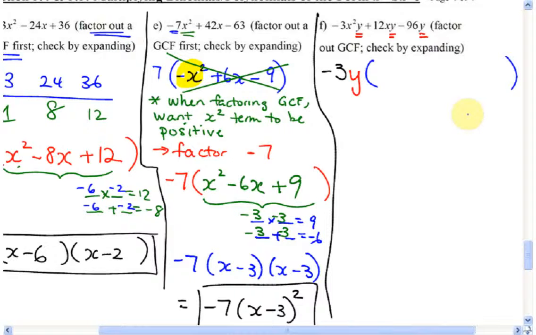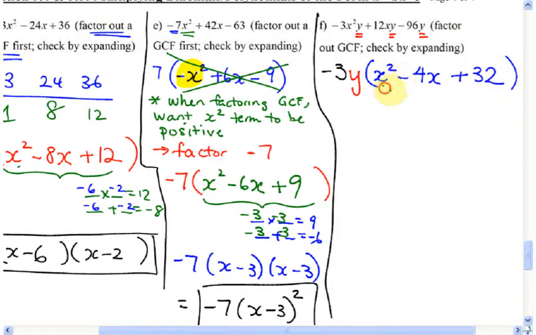Okay. What's left over now? Negative 3x squared y divided by negative 3y gives us an x squared. Good. That's what's left over. 12xy divided by negative 3y gives us negative 4x. Perfect. And negative 96 divided by negative 3. Use your calculator if you're not too sure. 32 plus or minus 32? Plus 32. Good.